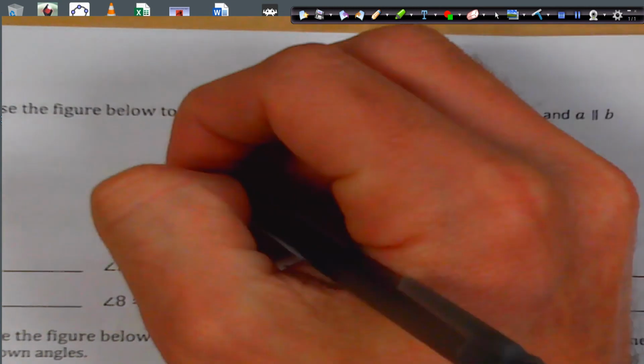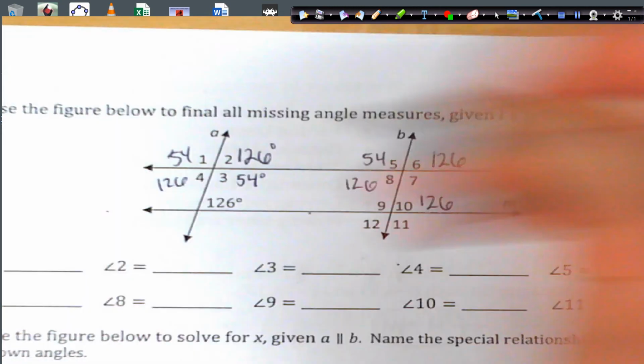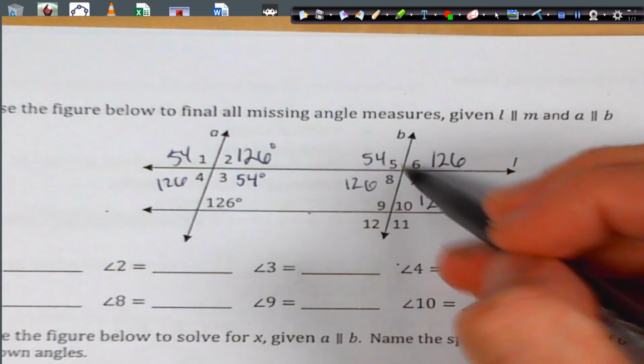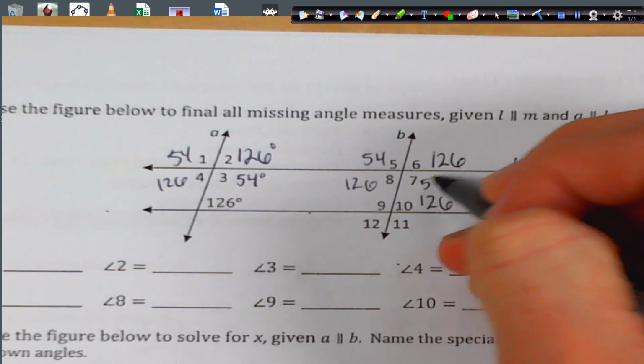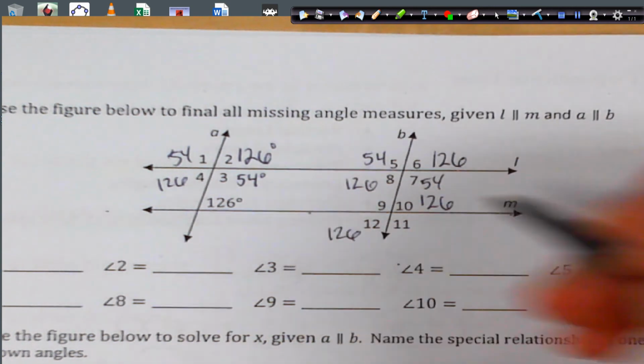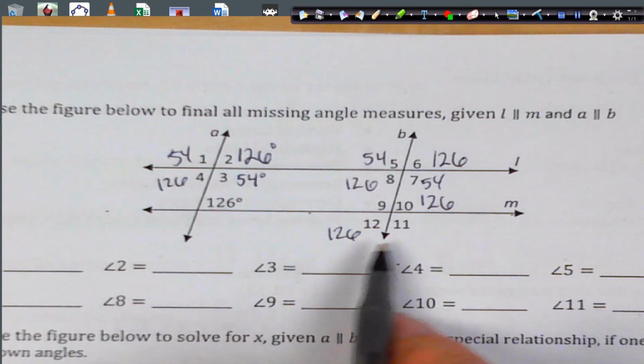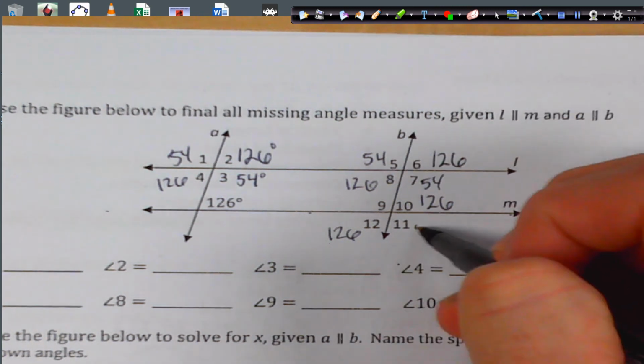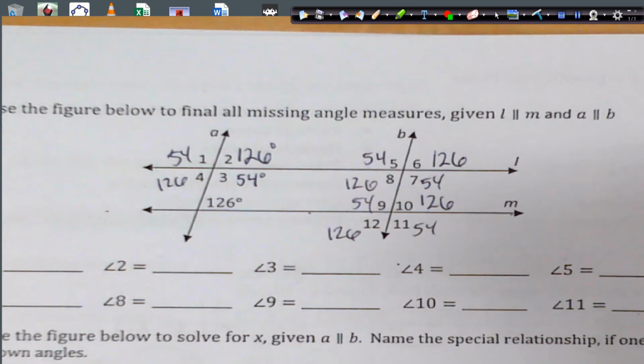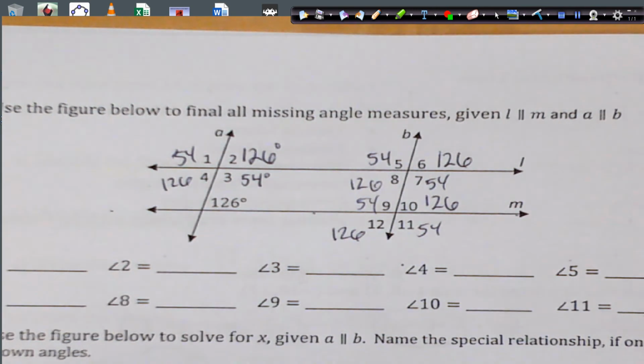Vertical angles, so that's 54, that's 126. So basically everything's going to be 54 and 126. 7 vertical angles, that's 54. 12 is vertical angles, 126. And then we also have linear pairs, so 12 and 11 should add to 180, so that's got to be 54 and 54. So everything's 54 and 126.